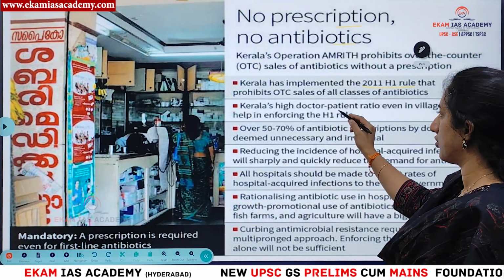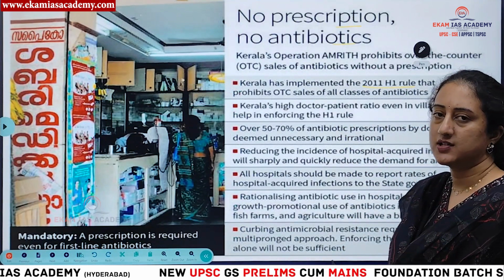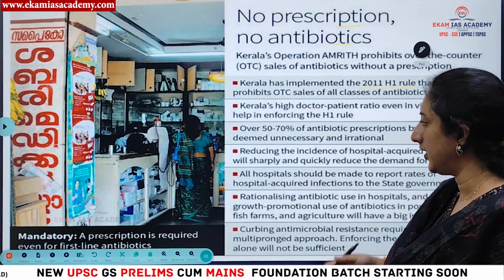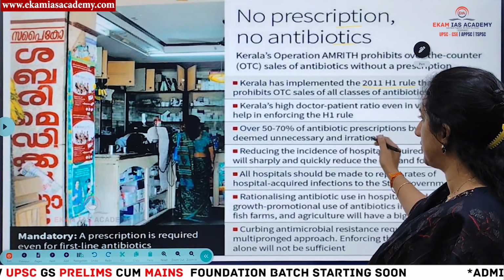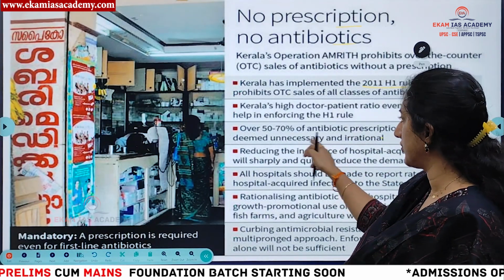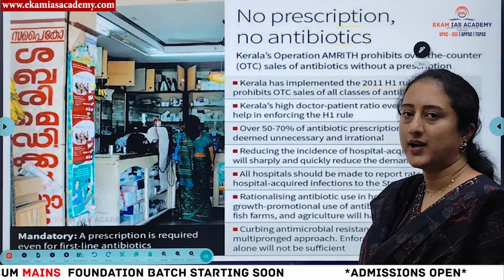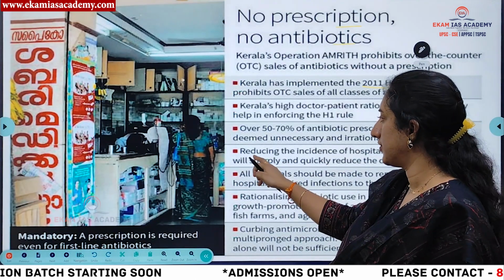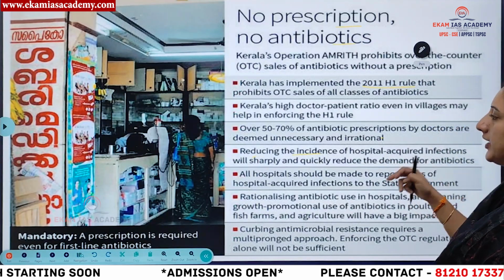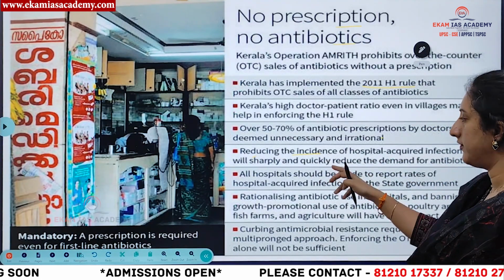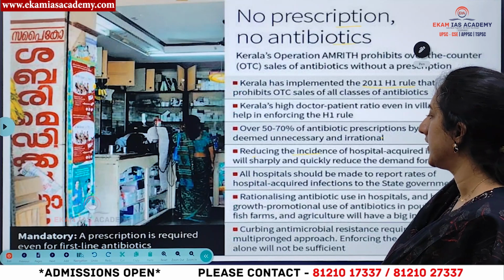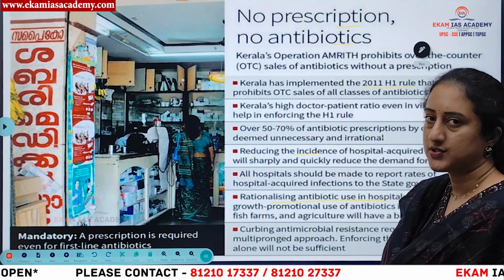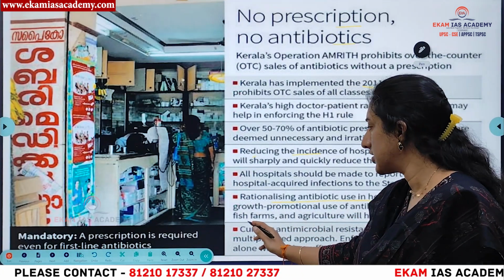Then Kerala has the highest doctor to patient ratio. That means even in the villages they can easily implement this because doctor availability is more, because of high literacy in Kerala. Then over 50 to 70% of antibiotic prescriptions by doctors are also unnecessary and irrational. As I told you, to grab the market or to get the instant relief, doctors are under pressure to issue these antibiotics. And reducing the incidence of hospital acquired infections will be helpful in quickly reducing the demand for antibiotics, as well as rationalizing the antibiotic usage in hospitals and training the professionals is the way forward, as well as even in fish farms and agriculture.